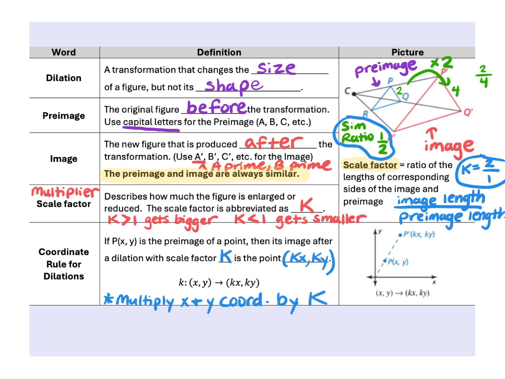You will be writing a coordinate rule, so this might be a good thing to highlight or underline, put a star by. The coordinate rule for dilations is it maps (x, y) to (kx, ky), where we're really just taking the x coordinate times k and the y coordinate times k.